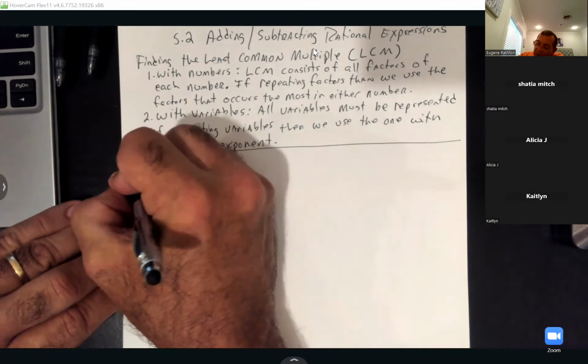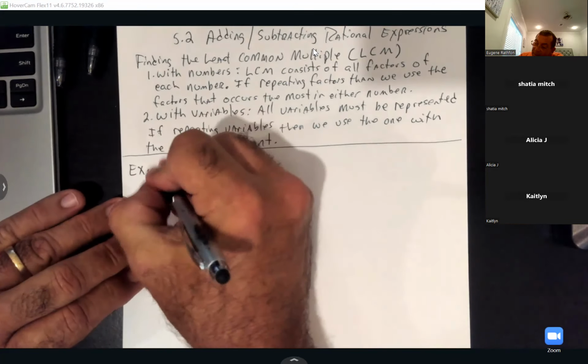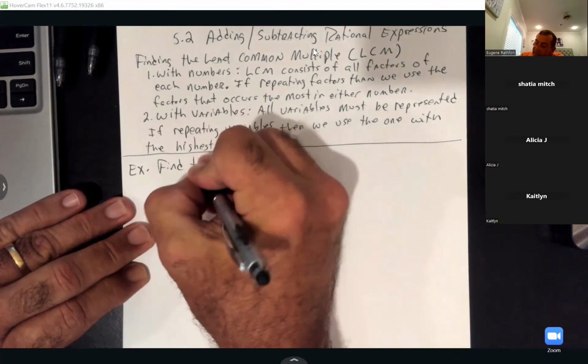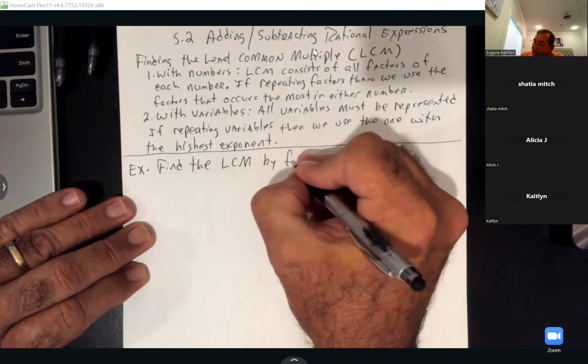So y'all, these first few examples, we're going to find the LCM by factoring.